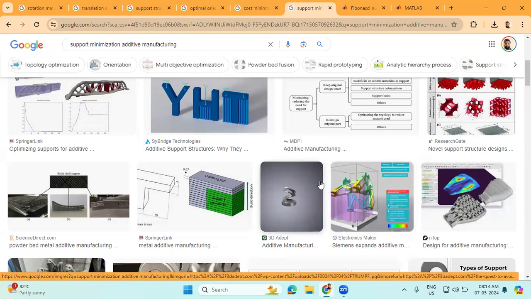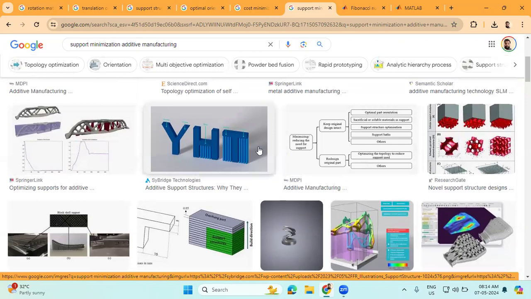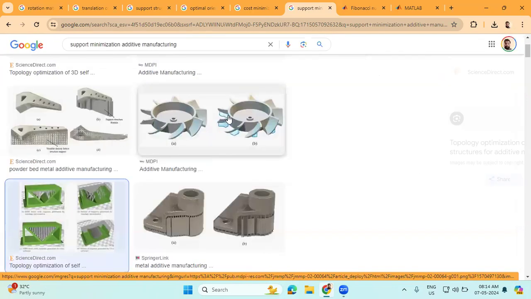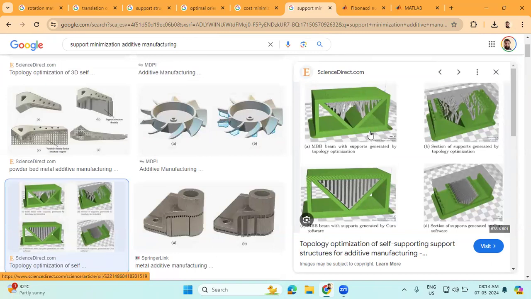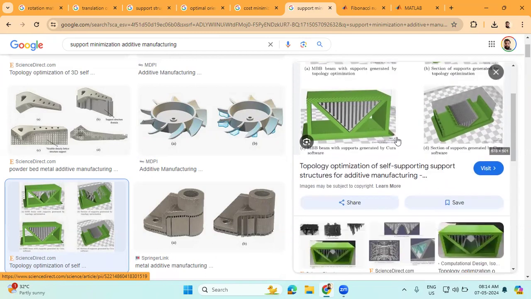Factors such as orientation of the object, the type of material used, and the printing technology employed can all influence the design of the support structures. By optimizing the design of support structures, additive manufacturing can produce high quality, functional, and aesthetically pleasing objects with minimal material waste and post-processing time.